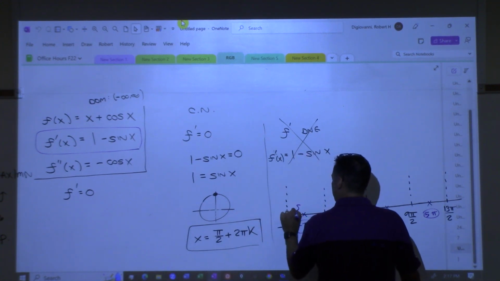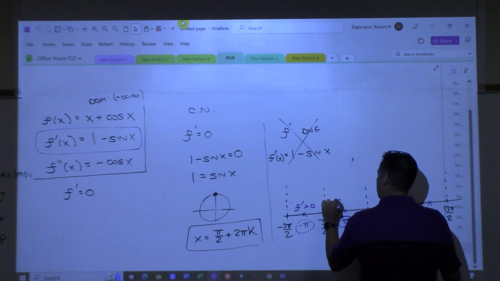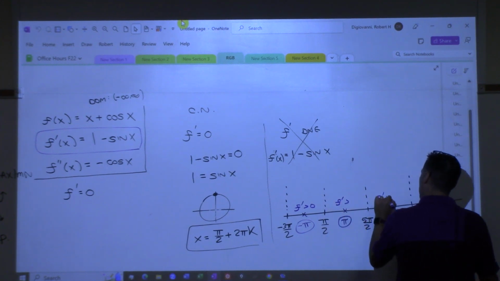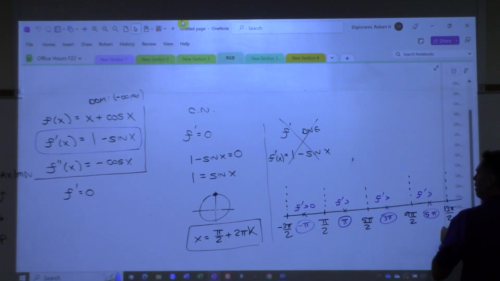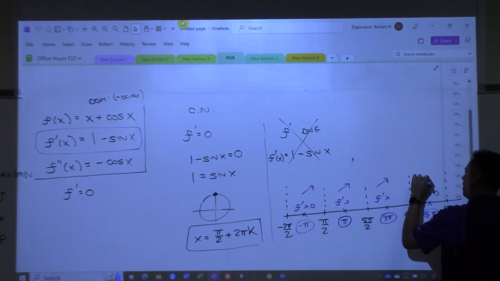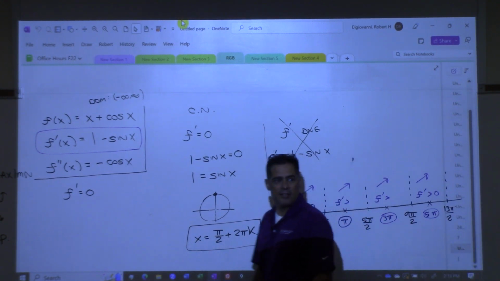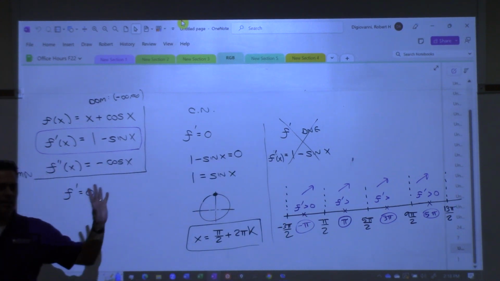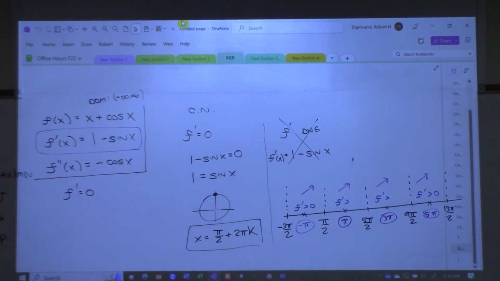So our derivative is positive here, derivative is positive here, derivative is positive here, derivative is positive here, which means that this function is increasing, increasing, increasing, increasing, and never decreasing, is it? That pattern would continue. So the function just keeps going up, up, up, up.